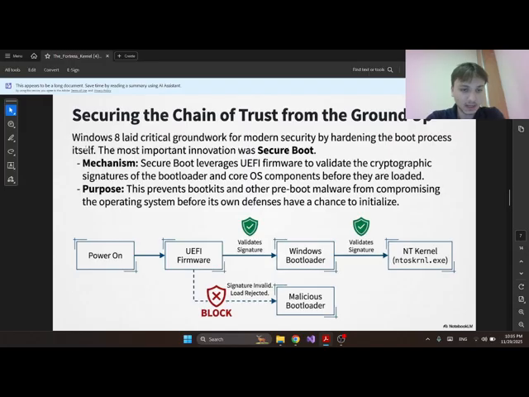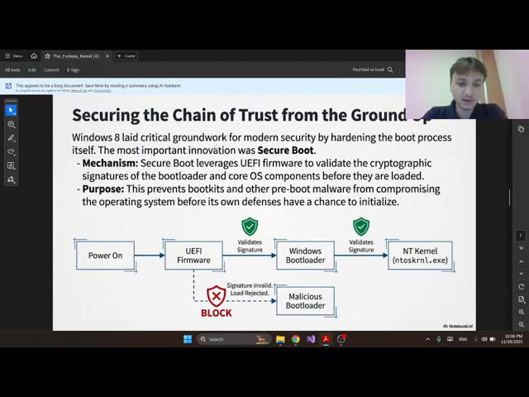Here in this slide, Vista also introduced other key defenses: mandatory ASLR and DEP, which we know randomize memory locations, and the Windows Driver Frameworks to improve driver reliability.